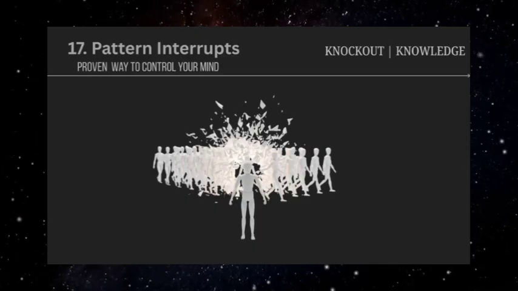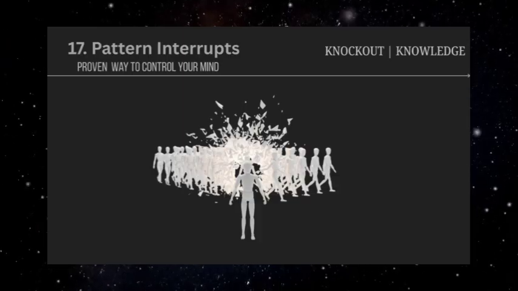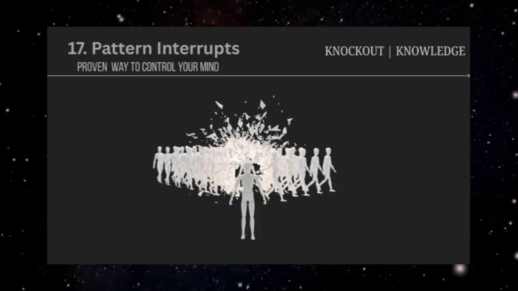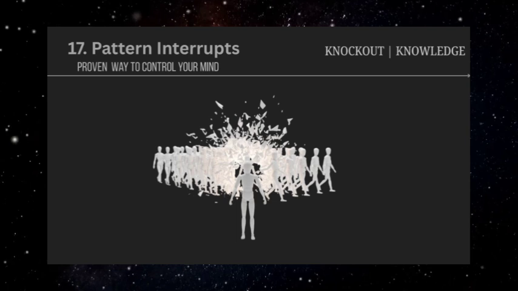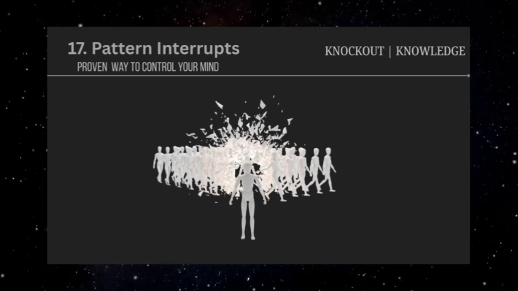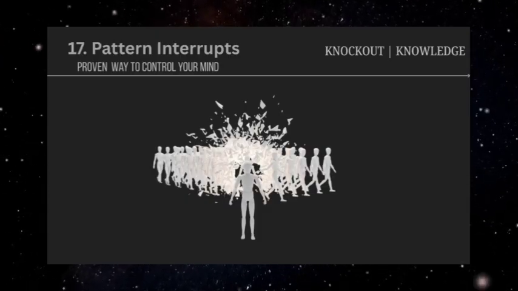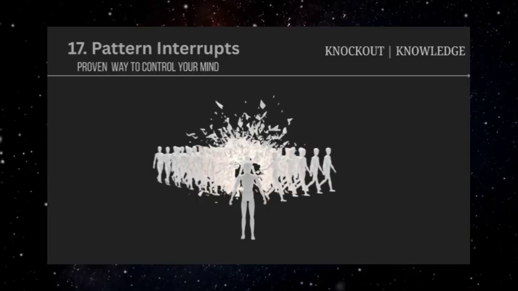In romantic manipulation, pattern interrupts might be used during arguments or serious conversations. Just when someone is making an important point or expressing a concern, their partner might suddenly become affectionate, make a joke, or redirect attention to something else entirely. This prevents the completion of difficult conversations and can make the interrupted person doubt the importance of what they were saying.